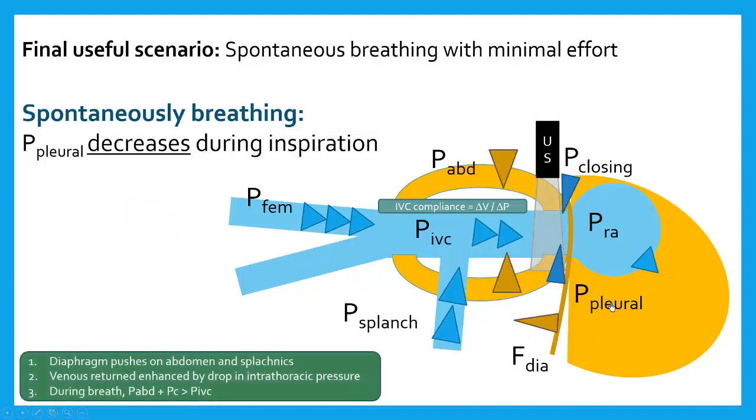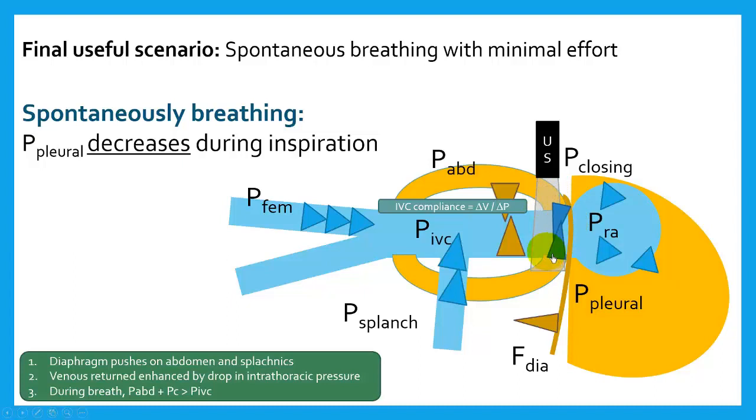My pleural pressure is going to drop, which is going to drop my right atrial pressure, but I'm still going to have descent of the diaphragm. So I'm still going to have displacement of my splanchnic venous blood. However, because my pleural pressure is dropping significantly, my right atrial pressure is going to drop, and that's going to allow my IVC to empty. And the blood flow from the IVC to the right atrium is going to be more than the blood flow from the splanchnics. So in that situation, I'm also going to have a tendency of the abdominal pressure and the closing pressure to collapse my IVC.